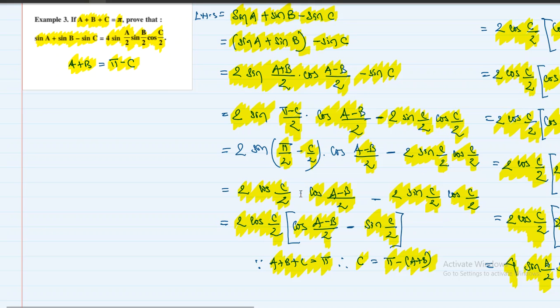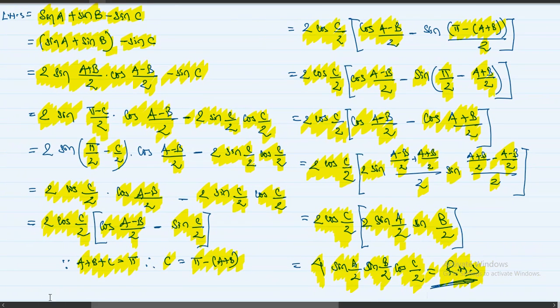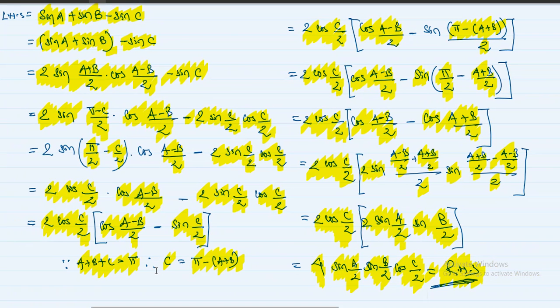Now from both the terms we take out 2 cos c by 2 outside, so we get cos of (a minus b) by 2 minus sin c by 2. Now since a plus b plus c is pi, we get c as pi minus (a plus b). So here we replace c by 2 as pi by 2 minus (a plus b) by 2. So sin (90 minus theta) is cos theta. So we get 2 cos c by 2, bracket, cos of (a minus b) by 2 minus cos of (a plus b) by 2.